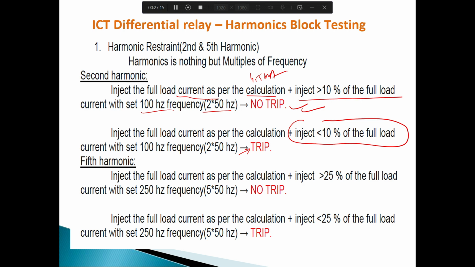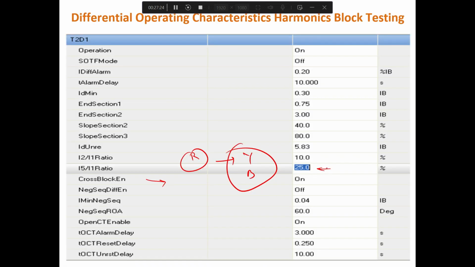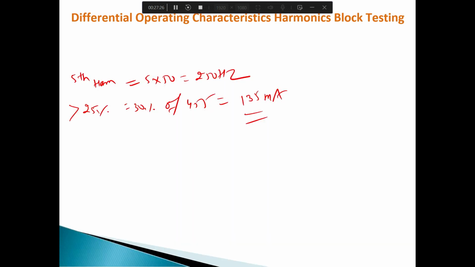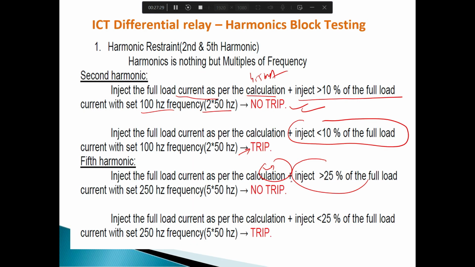Now, for the fifth harmonics, what we have to do is inject the full load current as per calculation, and then inject more than 25%. Why more than 25%? Again, because the setting over here is 25. That's why I have to inject more than 25%. And once I inject more than 25% at a frequency of 250 hertz, why 250? Because it is fifth harmonics, so 5 into 50, that is 250, the relay will issue no tripping command. Now, if I inject the current at 250 hertz which is less than 25% of the full load current, then the relay will issue a trip command. In this way, you can check how to do this harmonic blocking testing using the Omicron Relay Test Kit.